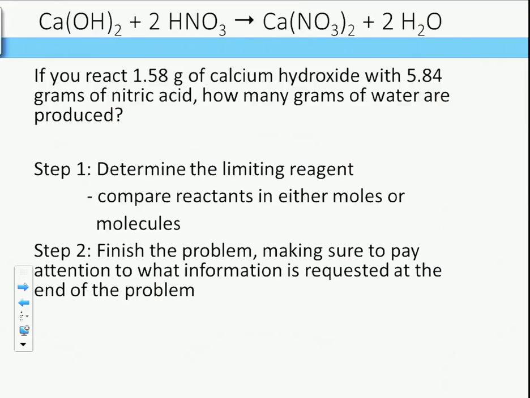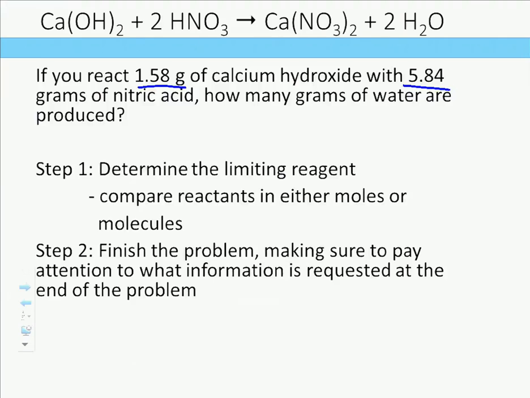Step 2 is finish the problem, making sure to pay attention to what information is requested at the end of the problem. So finish it and make sure you're noticing what's at the end. So at the end of this problem, we're starting out with grams, and we're ending up with grams. If you report your sample in the end as moles, it's wrong. If you report it as molecules, it's wrong. So make sure you finish it out and pay attention to what's in the problem.